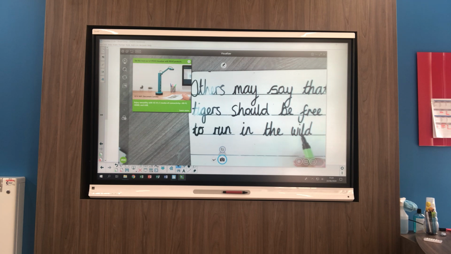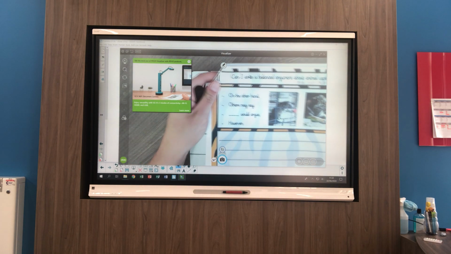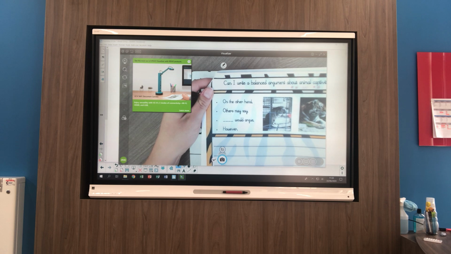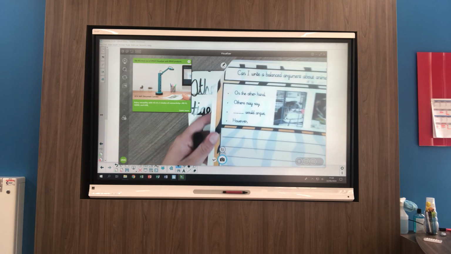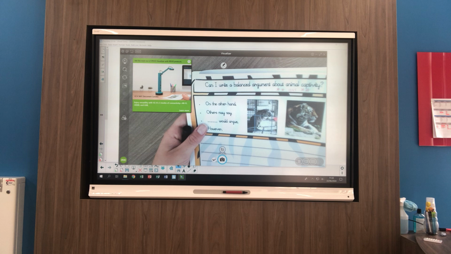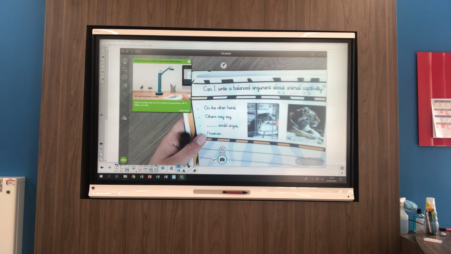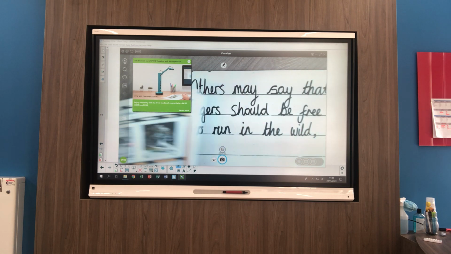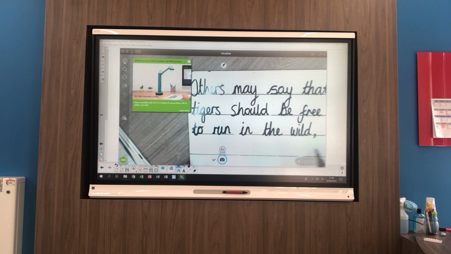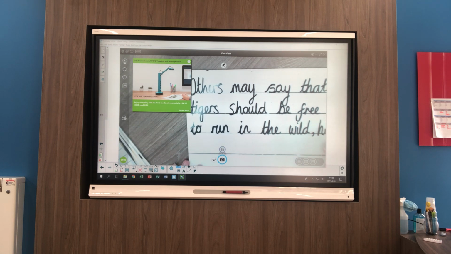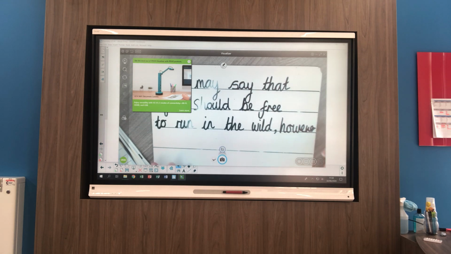Okay, you can see that my ascenders are a lot higher. Run in the wild. Now I'm going to put a comma because now I'm going to show a different point of view. So then I'm going to look back at my word bank. So I've got, on the other hand, some people, whoever it is, would argue, and I've got however. So I'm going to put however. Now I don't need a capital because I haven't finished my sentence yet.